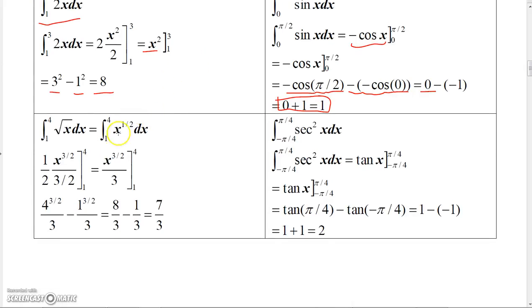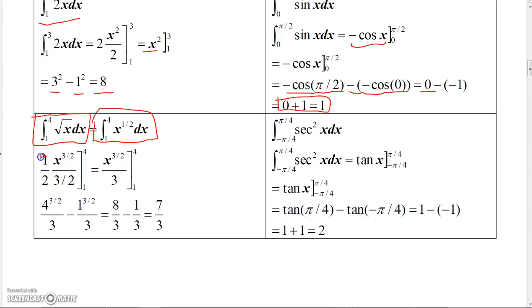Okay, now, what if I want to evaluate this integral, the square root of x from 1 to 4? Well, first thing you got to do is write that so that we can apply the power rule to find the antiderivative that we need. So now, using this function x to the 1/2, if I integrate that, I get x to the 3/2 over 3/2.